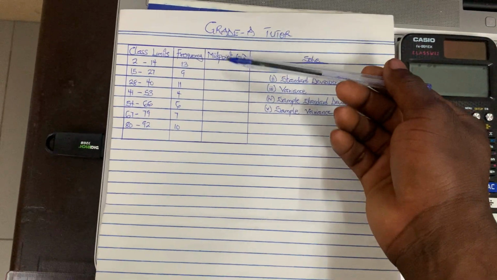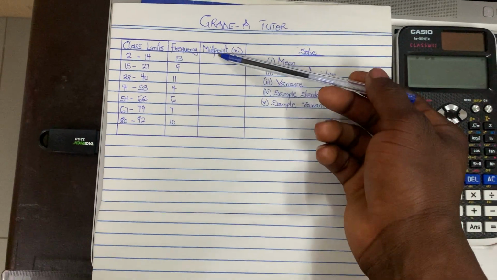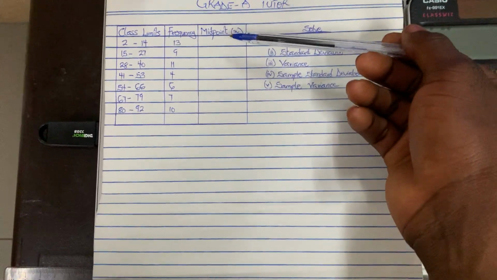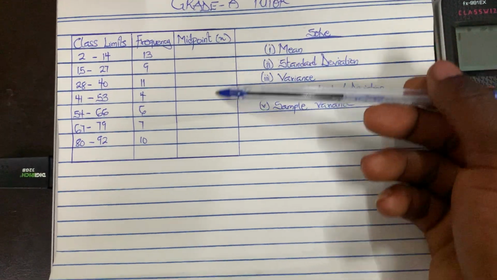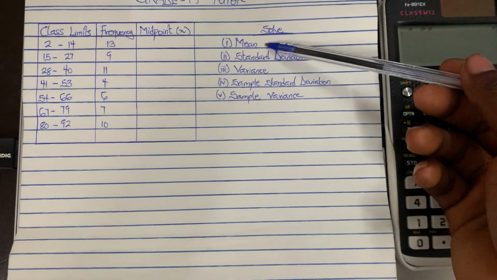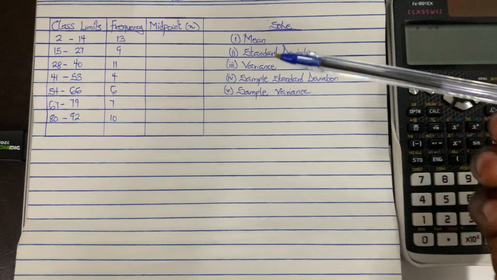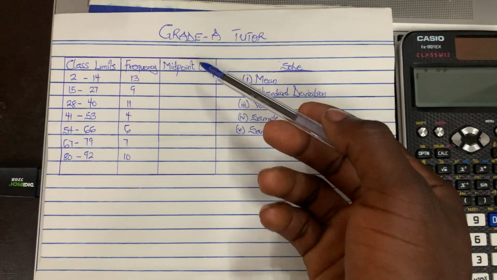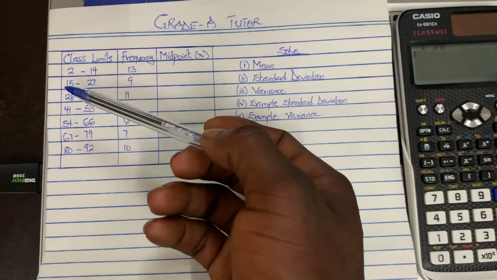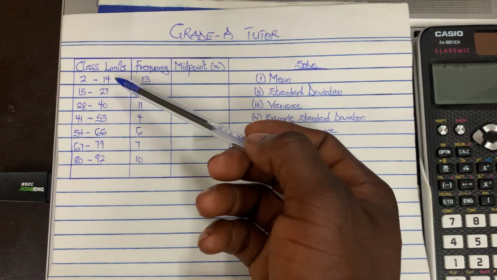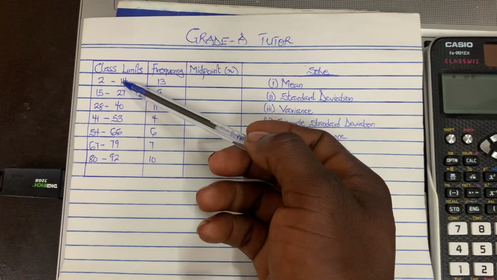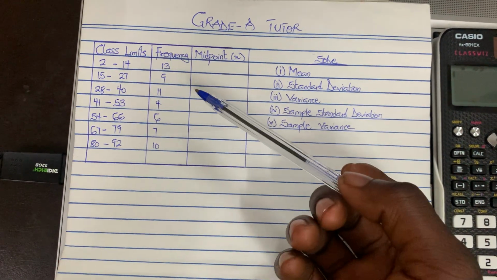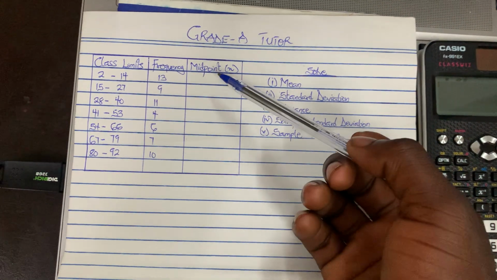And so this column is designed for the midpoint, which is represented by x. Okay, so we have to calculate the values of x before we'll be able to calculate the mean, standard deviation, or any of these. And you ask yourself, how do you even calculate the values of x? First, we say it is the lower class limit plus its corresponding upper class limit. Then you divide the result by 2. That will be the answer for the midpoint.